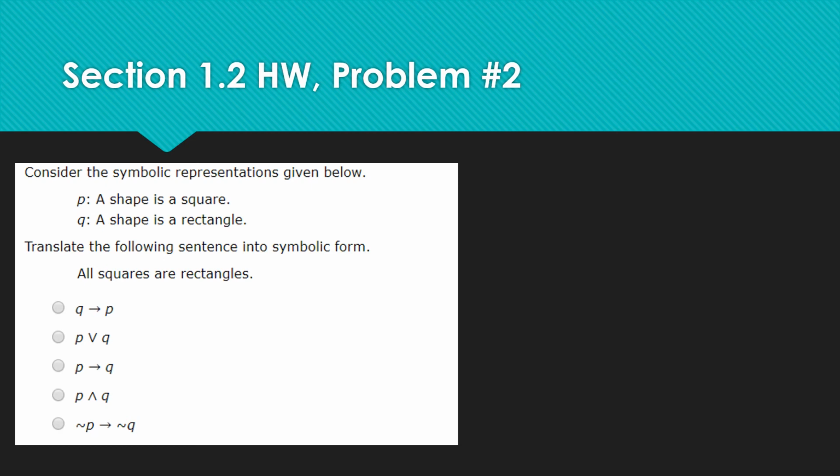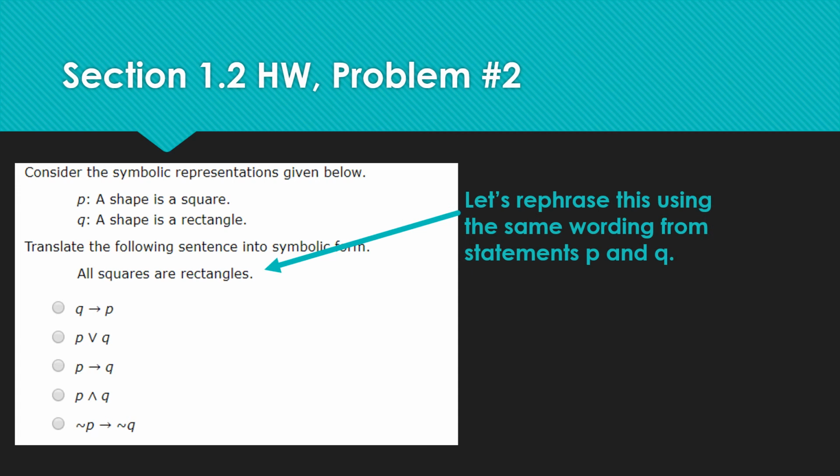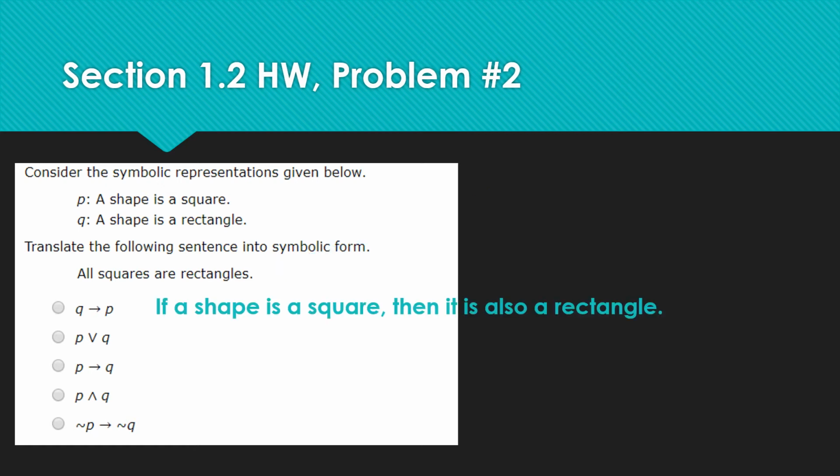Now, don't be afraid to reword these statements. A lot of these statements are not going to be in the correct form. They're not going to sound like if-then statements, and you'll have to rephrase them to use the same wording as the statements from P and Q. So the statement here is all squares are rectangles. So I could rephrase that as, if a shape is a square, then it is also a rectangle. So that means the same thing as all squares are rectangles.